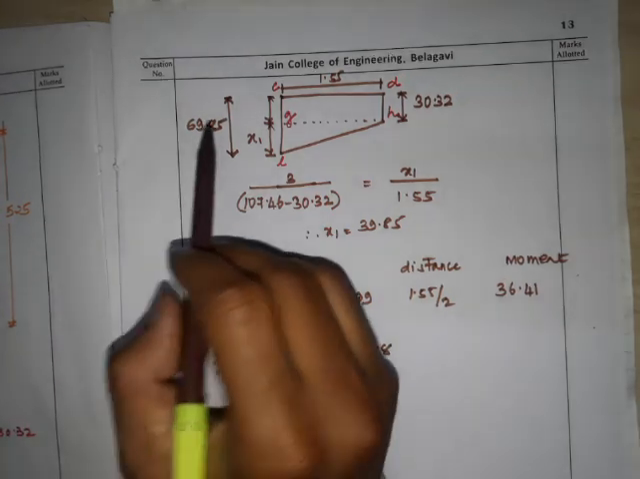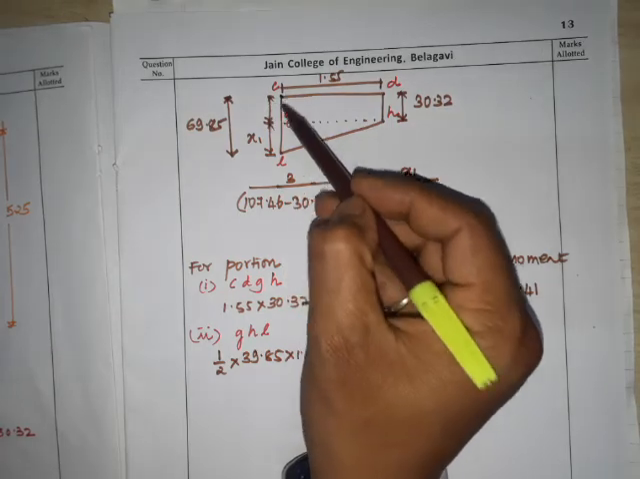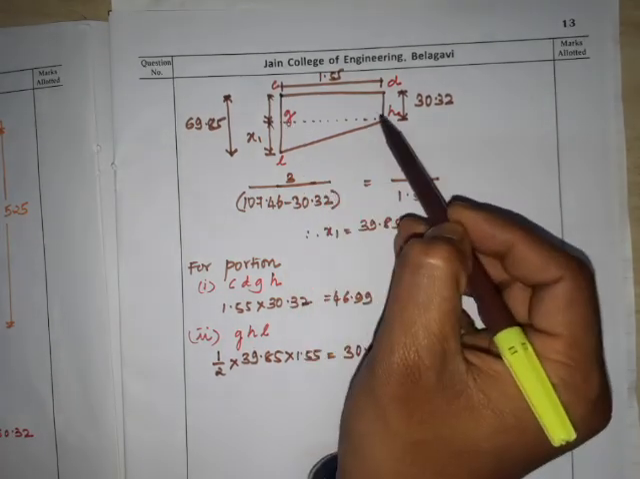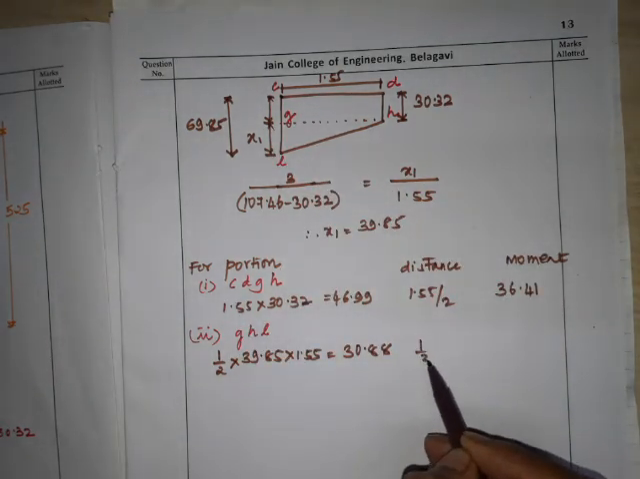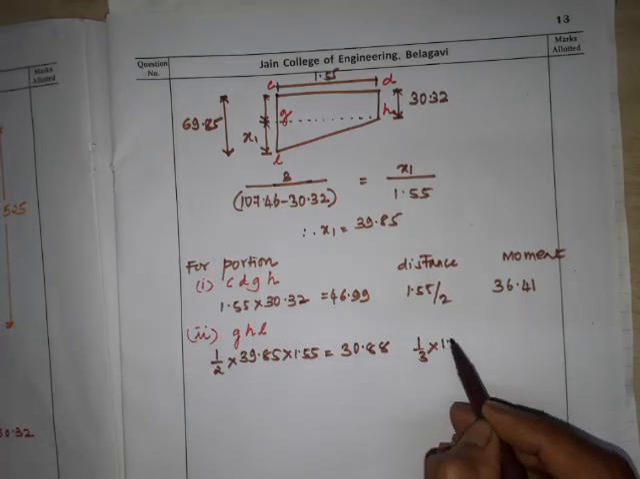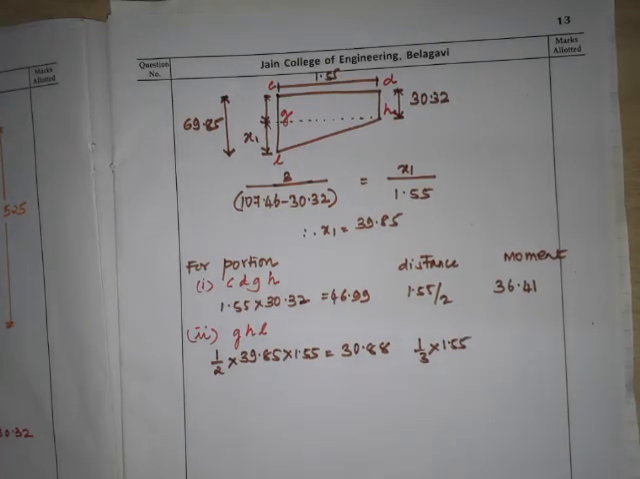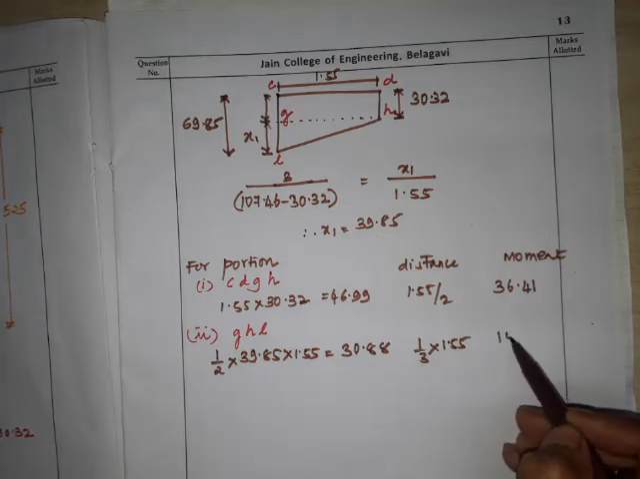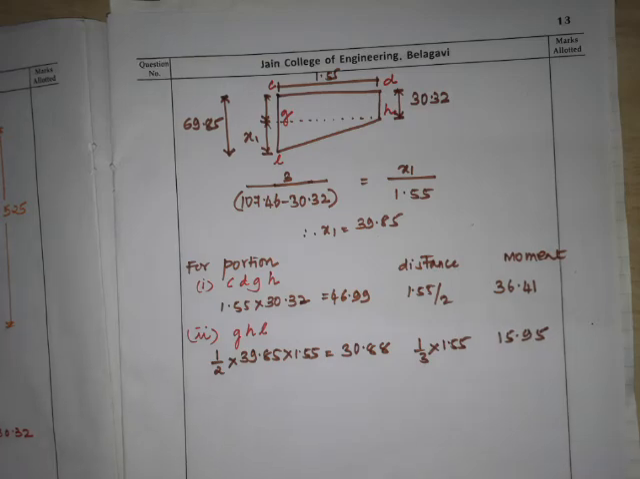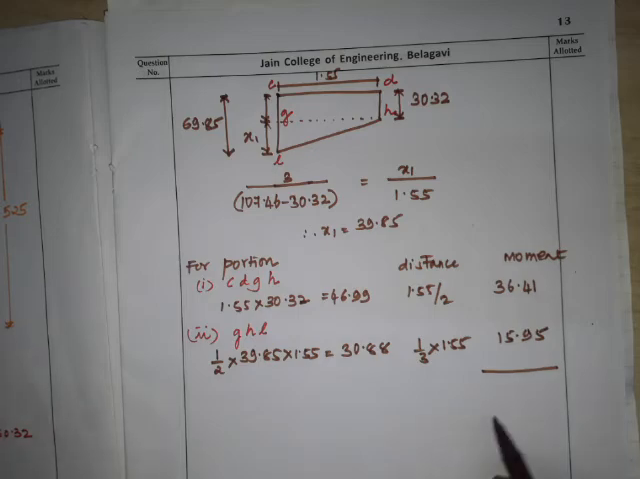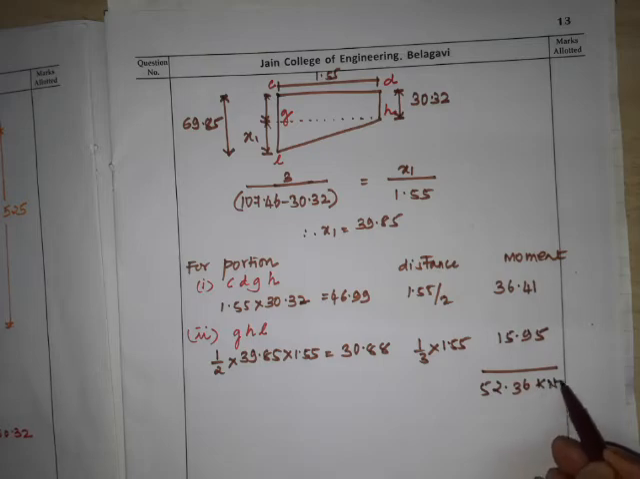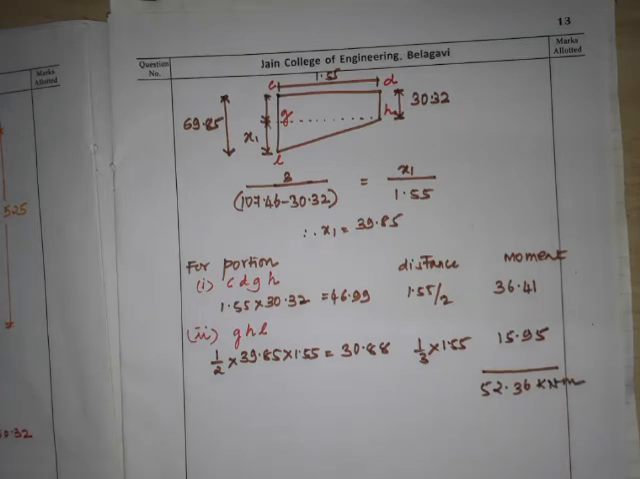And the distance is, see, now it is from the base, because you have to consider the moment about this face, and for the triangular portion the CG with respect to base is one third of height, one third of 1.55. After multiplying force into distance we get moment as 15.95 kilonewton meter, and the total moment which needs to be deducted is 52.36 kilonewton meter.